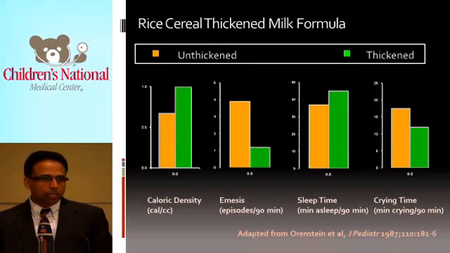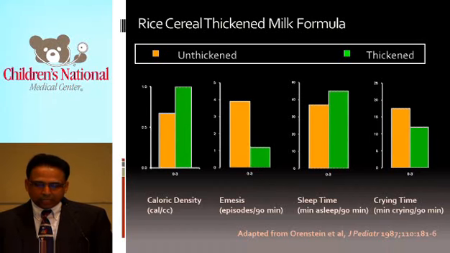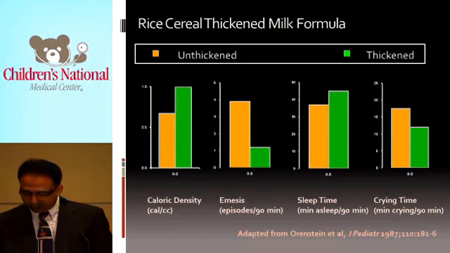This was the landmark study done by Susan Orenstein, which showed that in the orange bar you have the unthickened formula, compared with the green, which is thickened formula, where you are increasing the caloric density, decreasing the time of vomiting, increasing the sleep time, and decreasing the crying time.